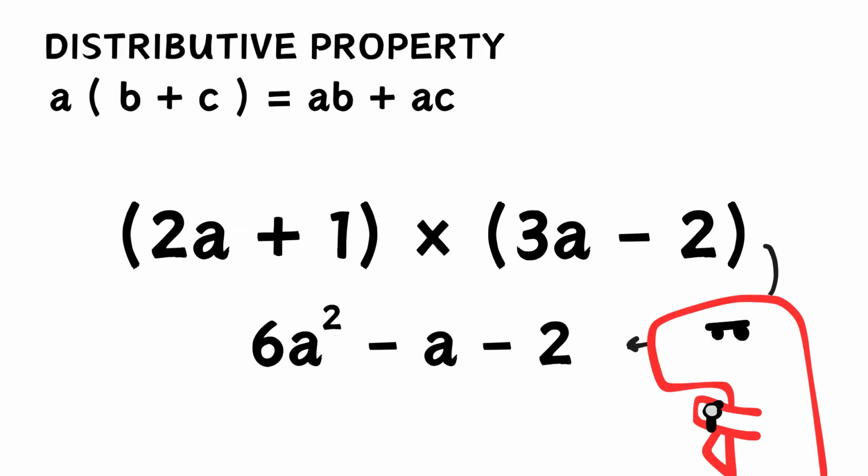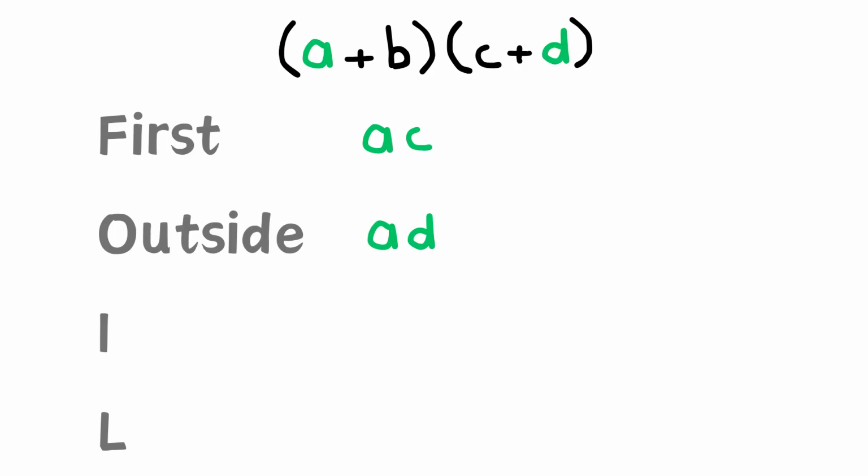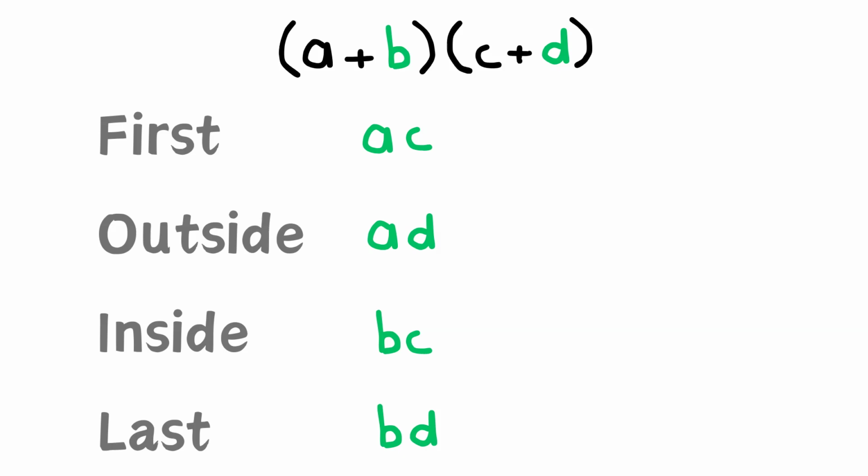Now, this multiplication took a bit of time. Now that we know that it works, here's a little shortcut we could use instead. To multiply two binomials, we can follow the FOIL method. FOIL helps us systematically multiply binomials by following the 4 steps. Multiply the first terms, then the outside terms, the inside terms, and finally, the last terms. No matter the binomial, this method always gives the correct product.